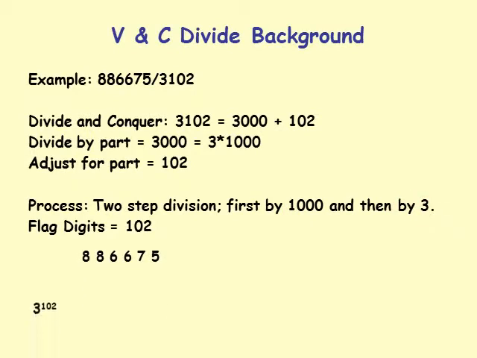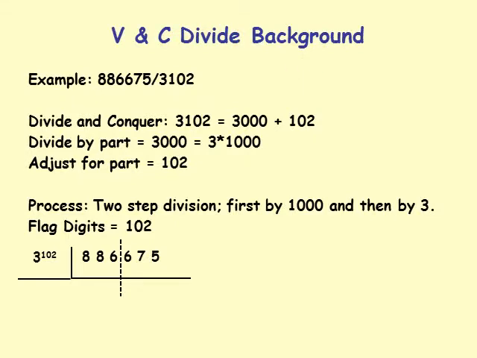So the problem setup is like that. Here is my dividend. Here is my divisor in two parts. Here 102 is the flag digits and 3 is the divisor, which is the divide by 3. And here is the divide by 1000. First divide by 1000 and then by 3, and adjust for 102. So this is the setup and this is your background for vertically and crosswise divide.